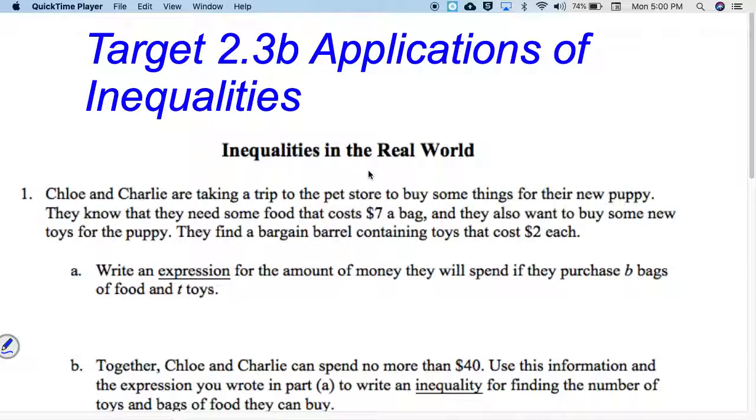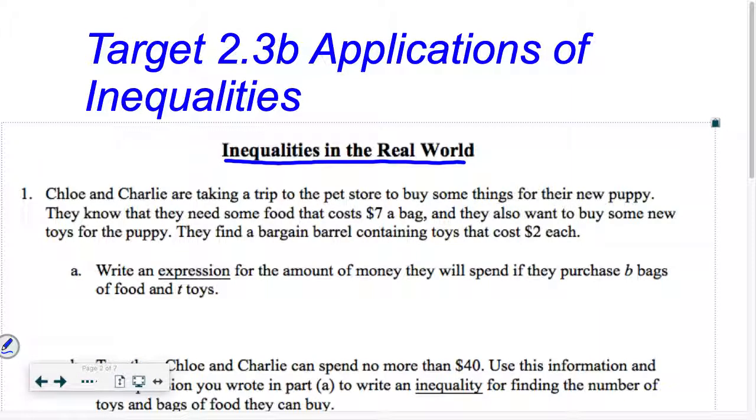Welcome back. Today we are going to be focusing on 2.3, well, technically it should have been 2.3c, Applications of Inequalities. So today's lesson we are focusing on inequalities in the real world. Chloe and Charlie are taking a trip to the pet store to buy some things for their new puppy. They know that they need some food that costs $7 a bag, and they also want to buy some new toys for the puppy. They find a bargain barrel containing toys that cost $2 each.